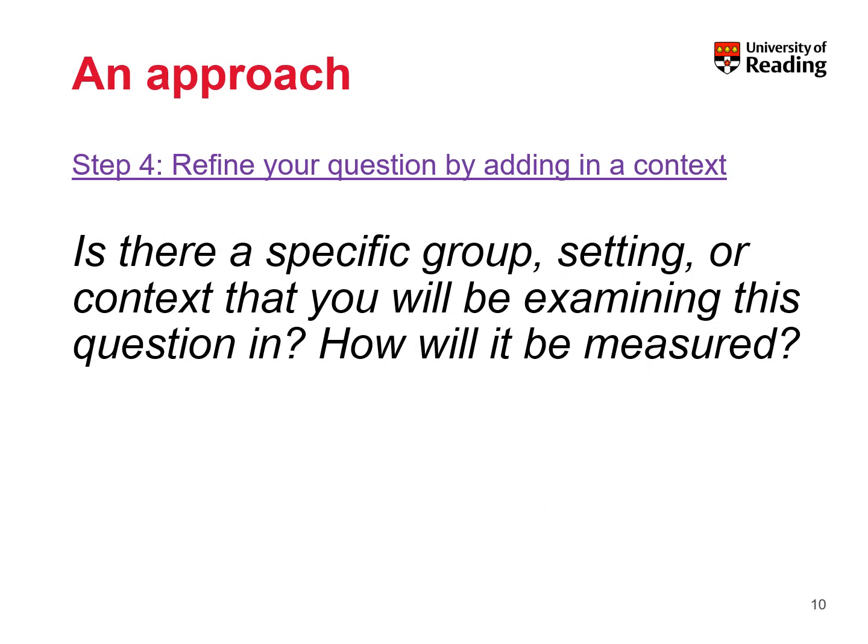In step 4, you refine your question by adding in a context. So you start thinking along the lines of: is there a specific group, setting, or context that you will be examining this question in? How will it be measured? For example, there are many different religious groups, and it is not possible to explore every religious group in your study. Therefore, you narrow down to a specific group, let's say Muslims, to make your question more specific.